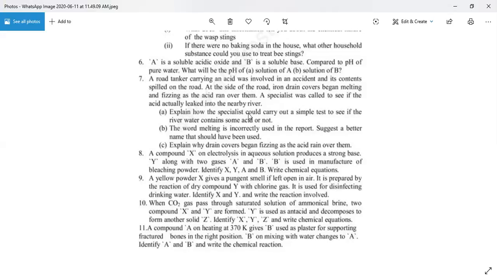Ma'am, A is gypsum. Okay. And B is? When gypsum is heated, what is formed? Calcium sulfate hemihydrate. Right? Okay. This is all the questions.